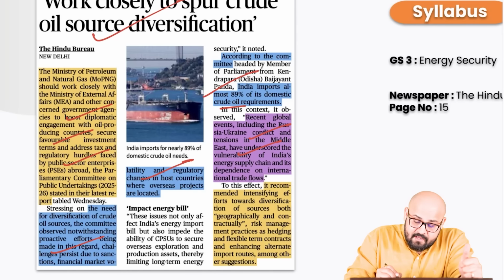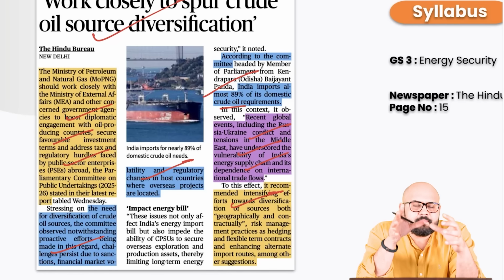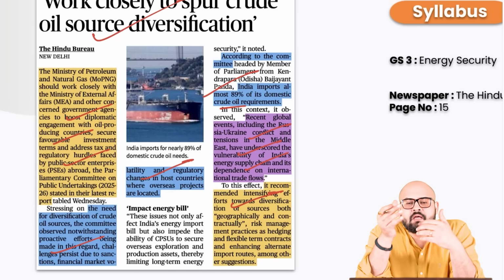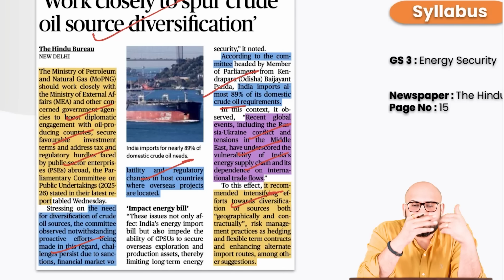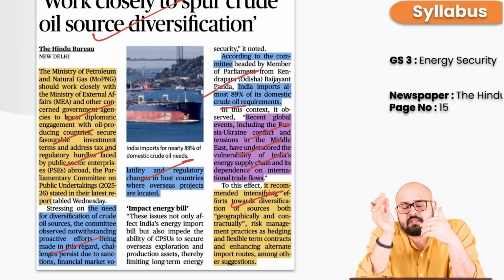Recent global events like the Russia-Ukraine conflict and tensions in the Middle East have underscored the vulnerability of India's energy supply chain, and its dependence on international trade flows. To this effect, it recommended intensifying efforts towards diversification of sources, both geographically and contractually. Why should we only be dependent on these countries of the Middle East? Why can we not have more contracts with countries like Venezuela, or let's say the US, or other Latin American countries who have a lot of oil, or even Southeast Asian countries?